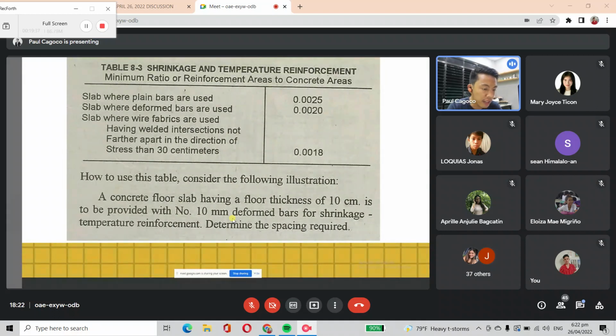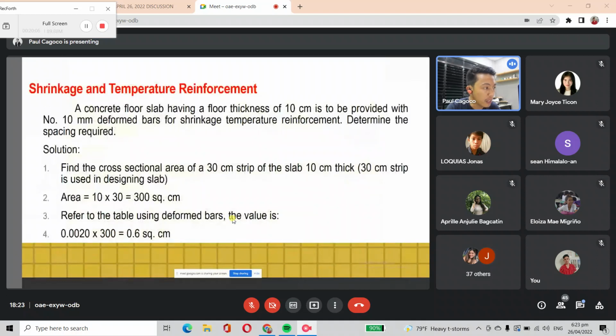So, how to use this table? So, we have an example here, a concrete floor slab having a floor thickness of 10 cm is to be provided with number 10 deformed bars for shrinkage or temperature reinforcement. So, determine the spacing required. So, kinahanglan nato, since kahibaw naman ta sa spacing nato sa ato ang bent bars and cut bars and your straight bars, di ba? So what we are going to determine is the spacing of the reinforcement bars. So sa question, gi-assume niya nga number 10 or 10 mm ang deformed bars nga gamit. So you just need to identify the spacing.